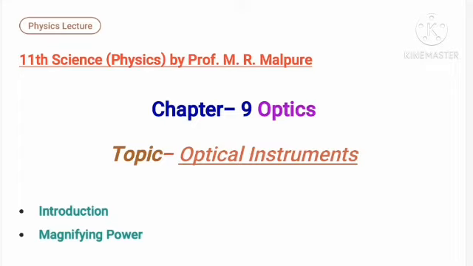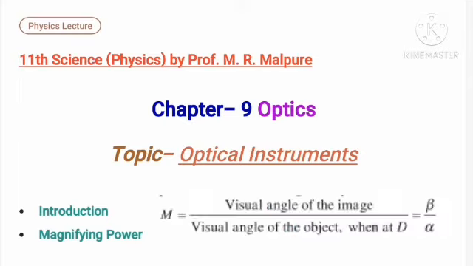So for that purpose some optical instruments are used. These optical instruments are telescopes or microscopes. With the help of these optical instruments you can increase the visual angle. The visual angle that makes objects at a large distance appear smaller is increased by these optical instruments. This phenomenon is also called angular magnification, which we call magnifying power.